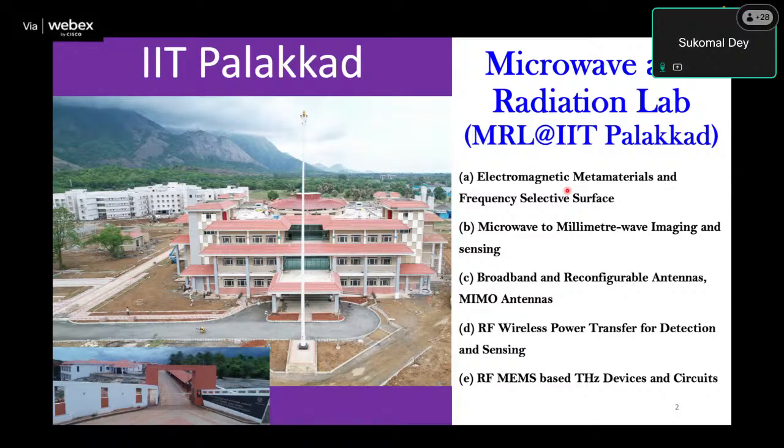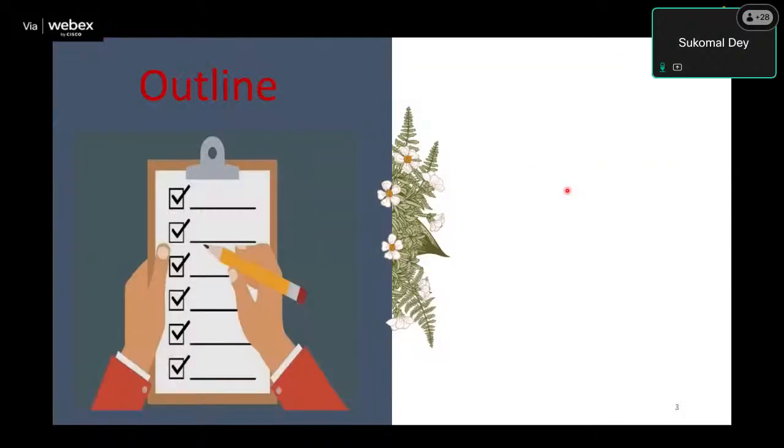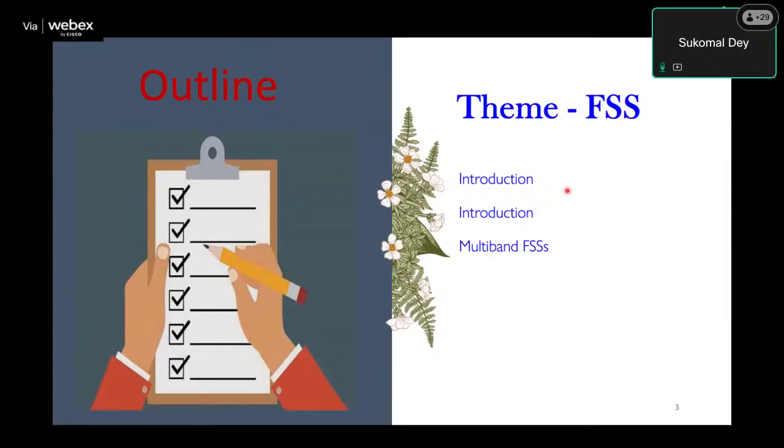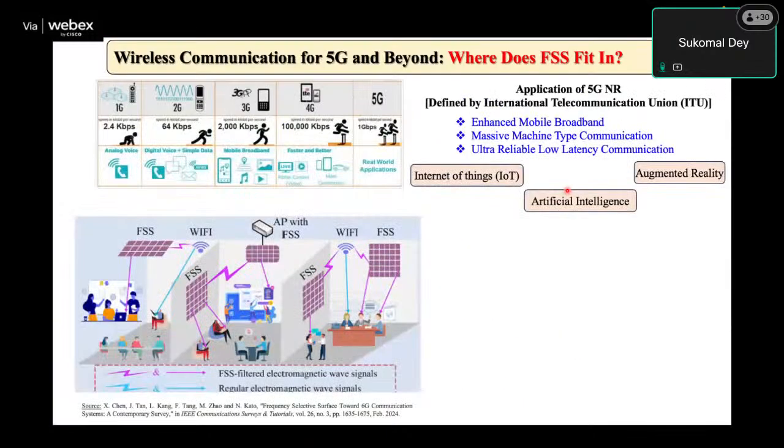Now to begin with the discussion, what would be the theme of today's discussion? As you all know, the theme is FSS, in full form, frequency selective surface. So what are the things that we are going to discuss? First, obviously, I'll give you the introduction, and then the multiband FSS. Then we will talk about the higher order FSS, and then multifunctional FSS design. In addition, I'll give you applications of the FSS with respect to antennas, followed by references. Now let's begin with the discussion.